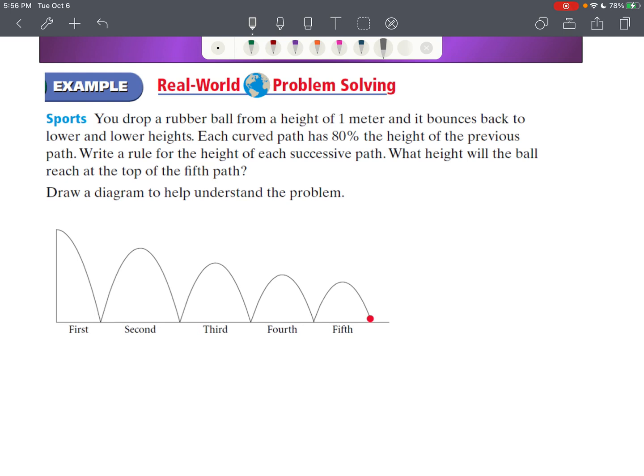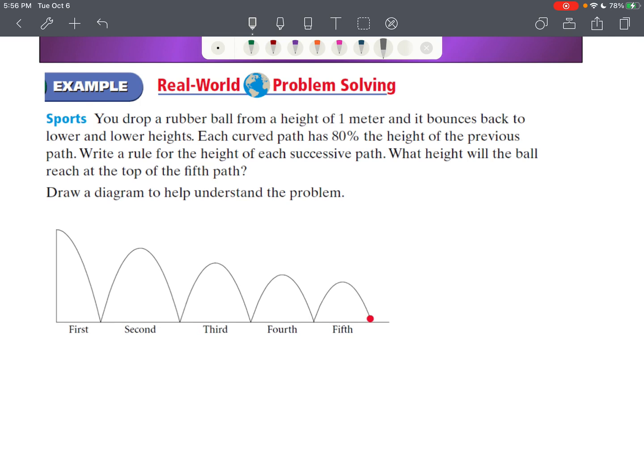So each curved path has 80% of the height of the previous path. So it's true. You can watch the ball bounce and it'll bounce, bounce, bounce, right? It just bounces until it looks like it's rolling. So write a rule for the height of each successive path.